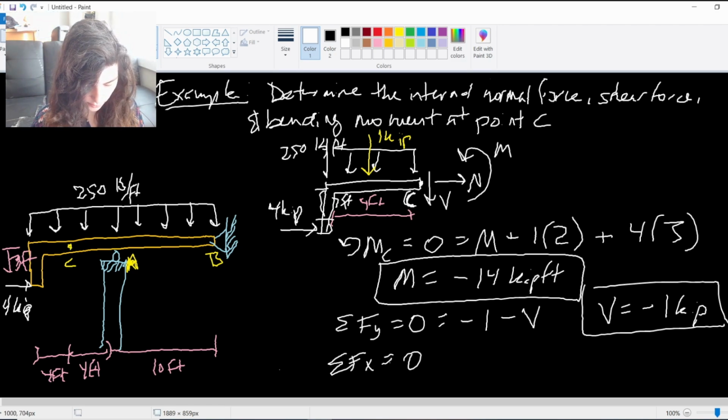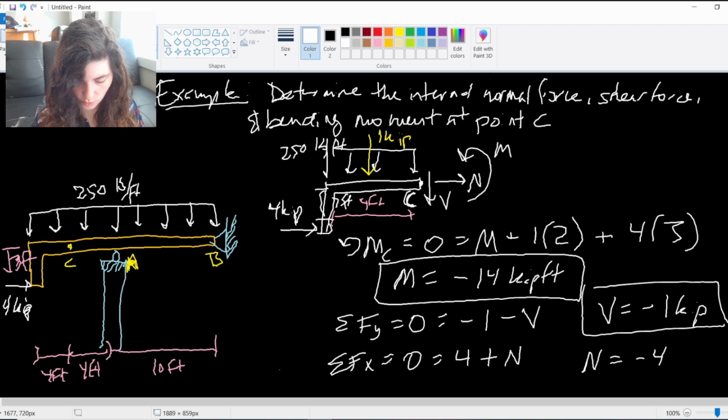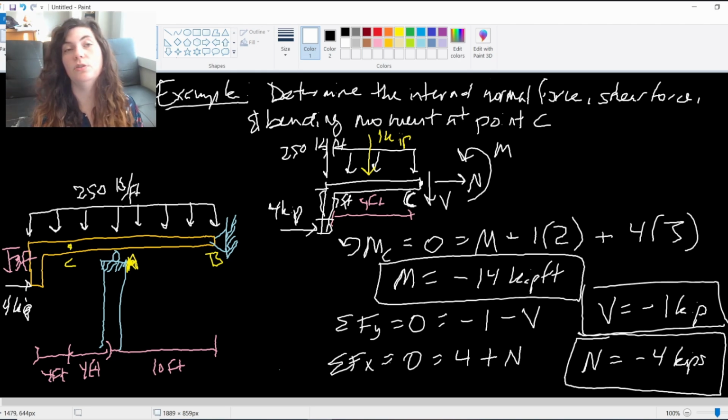And finally, sum of forces in the x direction: I'm going to have that applied force of 4 kips plus my normal force, which means that my normal force is negative 4 kips. This tells me that my sign convention was flipped on all of these, so all of these are technically pointing in the opposite direction, but I'll just leave them in their negative forms. So the normal axial force is negative 4 kips, shear force is negative 1 kip, and moment is negative 14 kip feet.